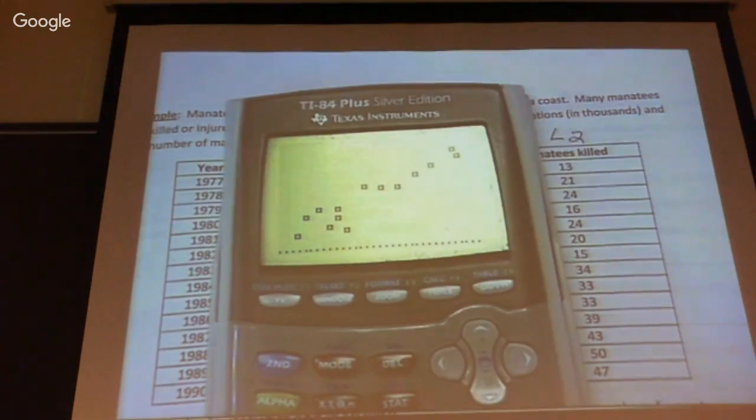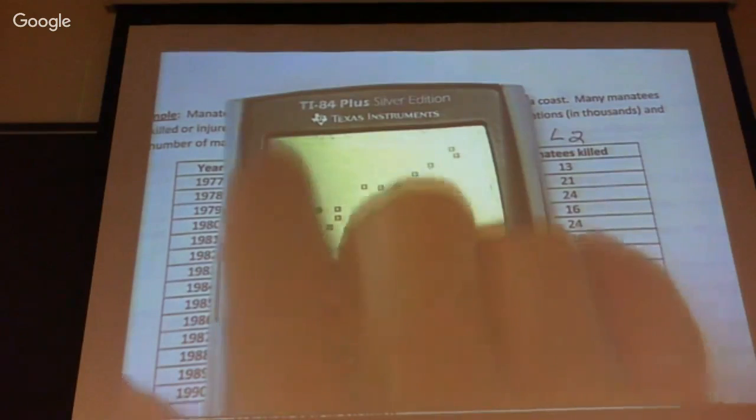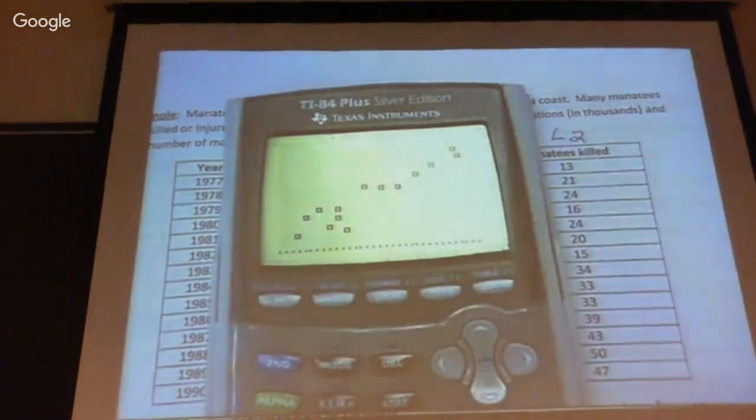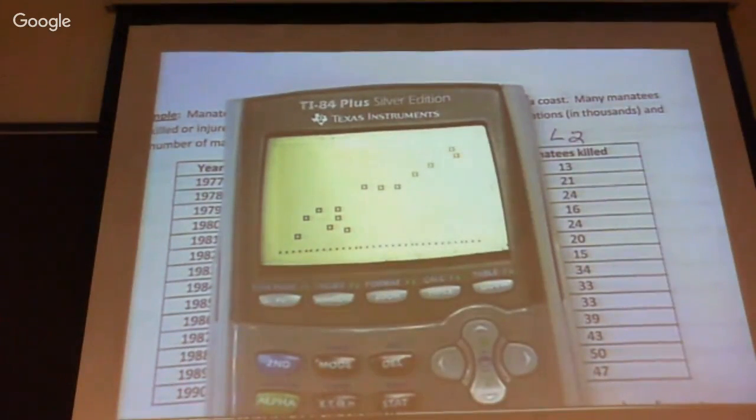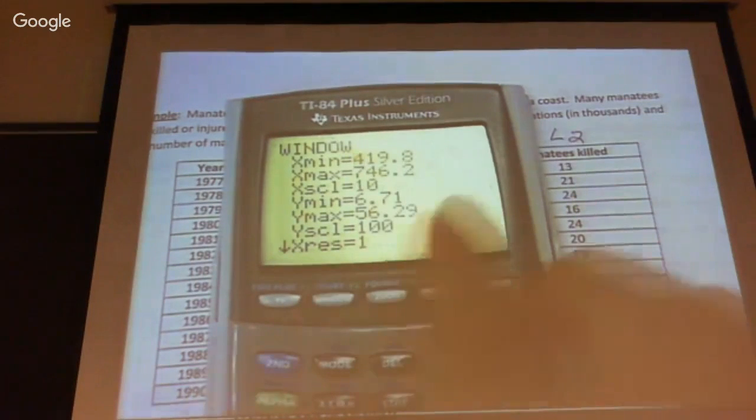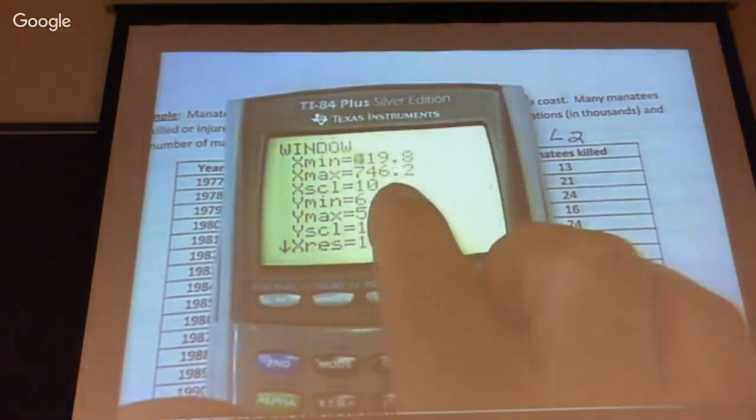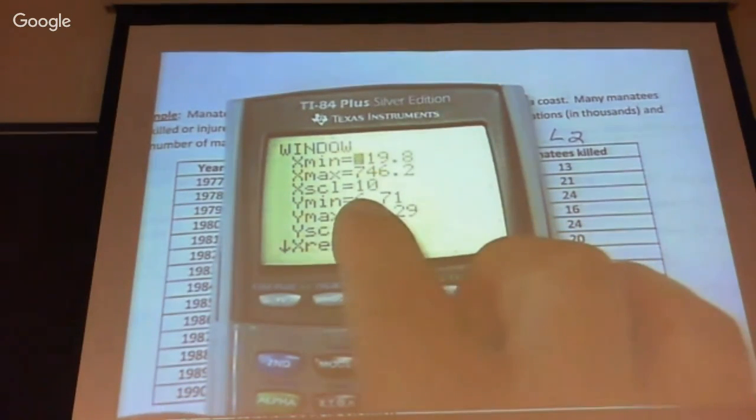But the problem with Zoom 9 is it does whatever it wants. So you have no idea what these lines mean. Yeah, you see the dots, but you have no control. So don't do anything, just watch. When I press Window, let's see what they did. They went from 419.8 to 746.2, counting by tens.